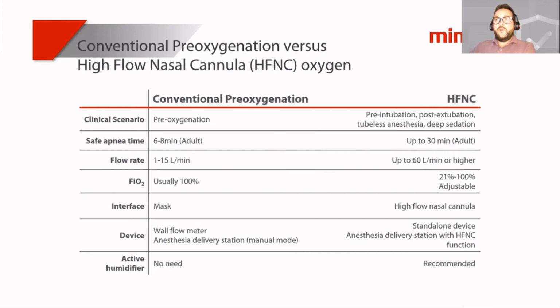Using a high-flow nasal cannula allows a flow up to 60 liters per minute, and sometimes even higher, and a safe apnea time up to half an hour in adults. The high-flow nasal cannula is presented as a standalone device or included in an advanced anesthesia workstation or ventilator. That allows the air to be humidified to increase patient comfort.